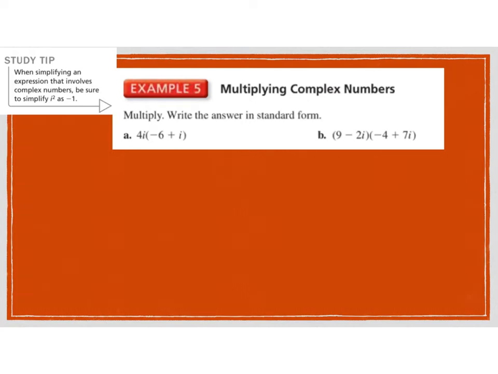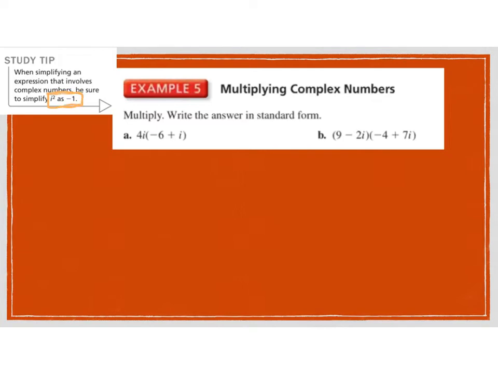Alright, so we're going to pick up where we left off with multiplying. In J period, we already did this slide, so if you just want to fast forward until you get to the slide where we left off on. But I period, we did not get to this one. So when simplifying an expression that involves complex numbers, be sure to simplify.